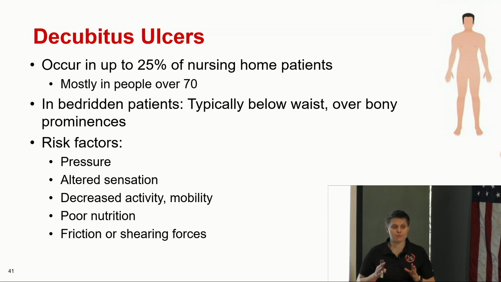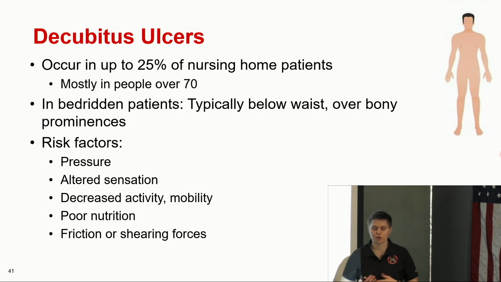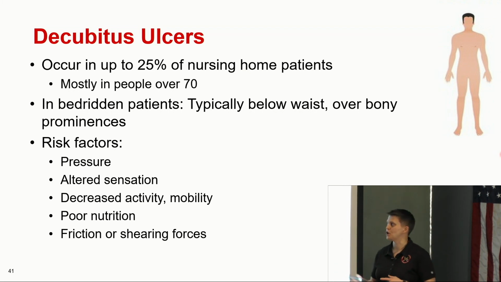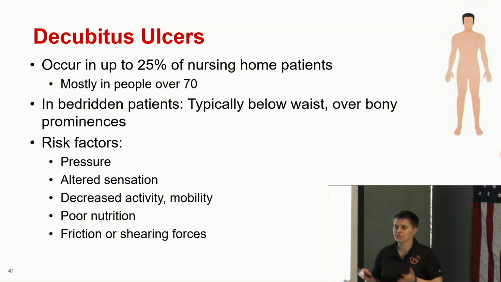Usually in bedridden patients, the location of these are going to be below the waist and on bony prominences, so hip bones, sacrum, those sorts of things. And the risks for decubitus ulcers are pretty standard and apparent. So pressure, altered sensation, so people not being able to respond appropriately when they feel, or because they're not feeling, pain in that area appropriately, decreased activity, decreased mobility, poor nutrition, and then friction or shearing forces, so moving, shifting, without being able to appropriately lift or move a body part, all contribute to the risk of decubitus ulcers.